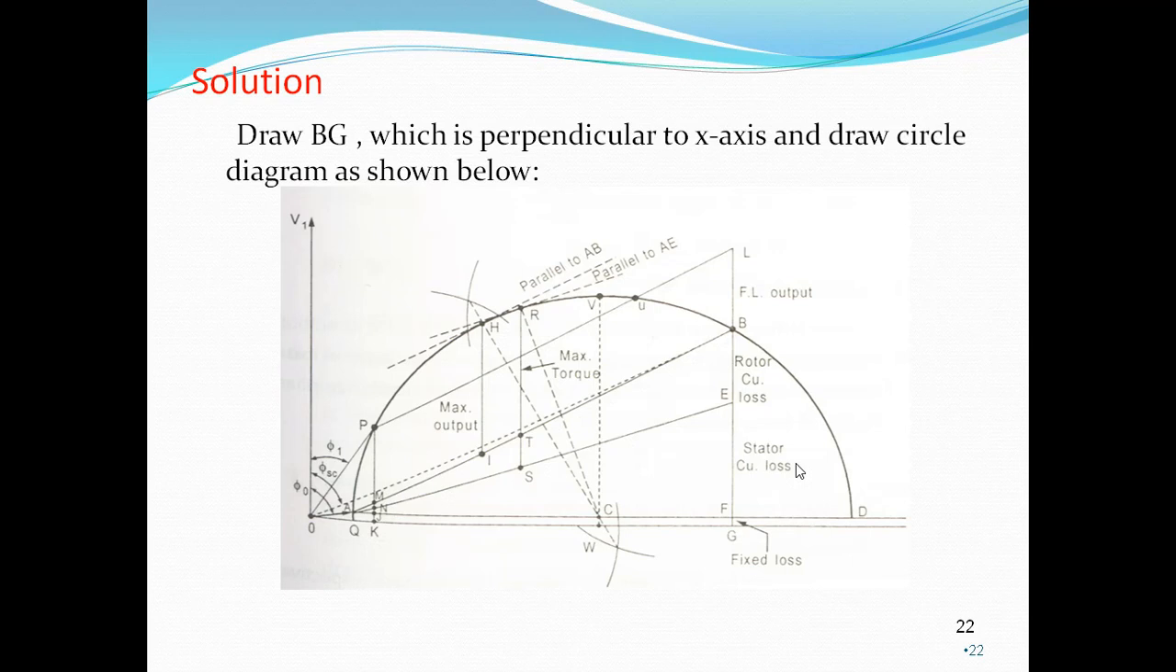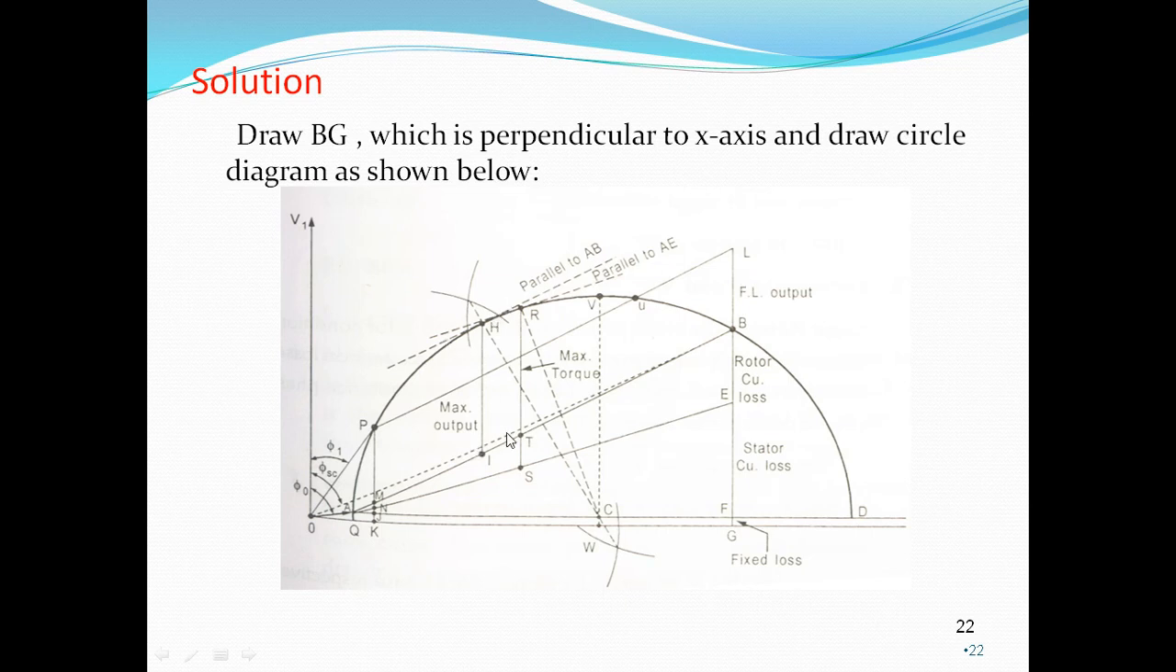So after drawing all these parameters, now you draw BG, which is perpendicular to the x-axis. B is rotor copper losses, and this is stator copper losses, and FG is fixed losses, and BL is output.